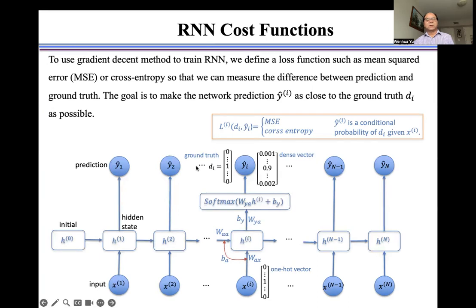Our RNN model is a sequence-to-sequence model that maps the input sequence to an output sequence. For example, at step i, the model uses x_i as input to predict the output y_i. The goal is to make this prediction close to its corresponding ground truth. If we use mean squared error or cross entropy to define the loss function, the prediction generated by the RNN model is a conditional probability of a ground truth given input x_i. That is defined as a Bayesian probability.